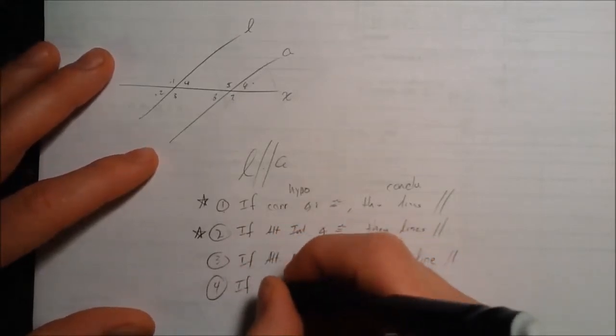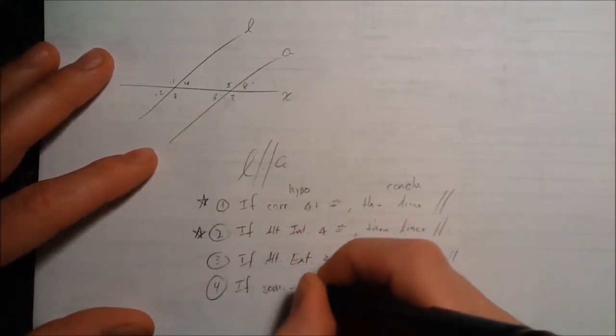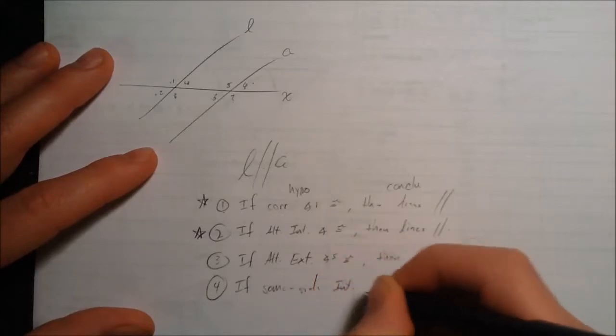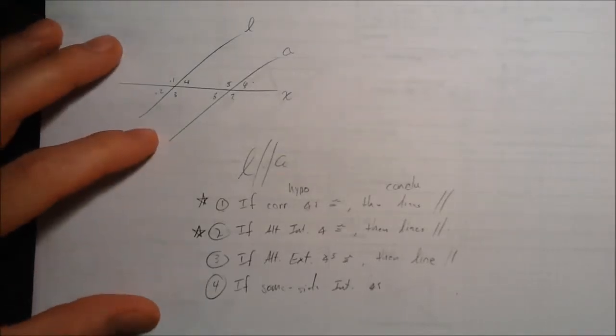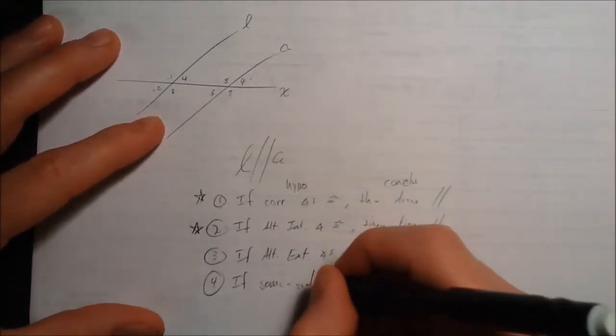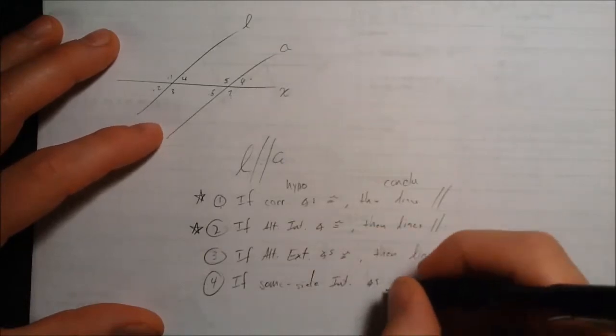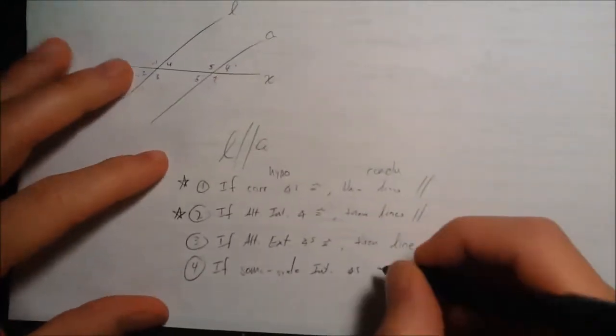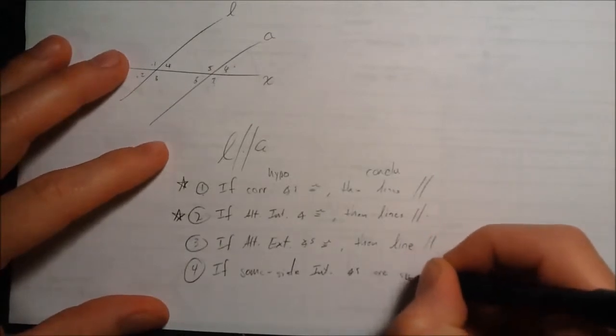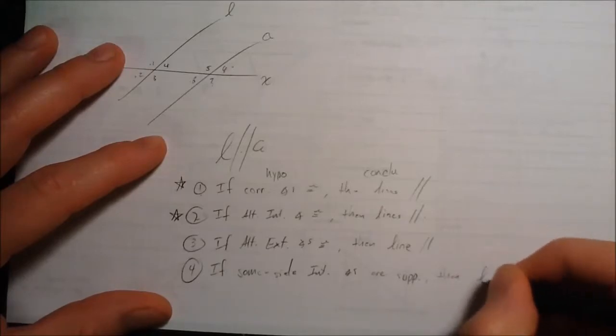So if you can show that those are congruent, then you know lines are parallel. The last one is if you have same side interior angles. These are also called consecutive interior angles. We decided to call them in our class same side. That's what the textbook called them, so we're just going to keep consistent with that. If you can prove that same side interior angles are supplementary, then lines are parallel.